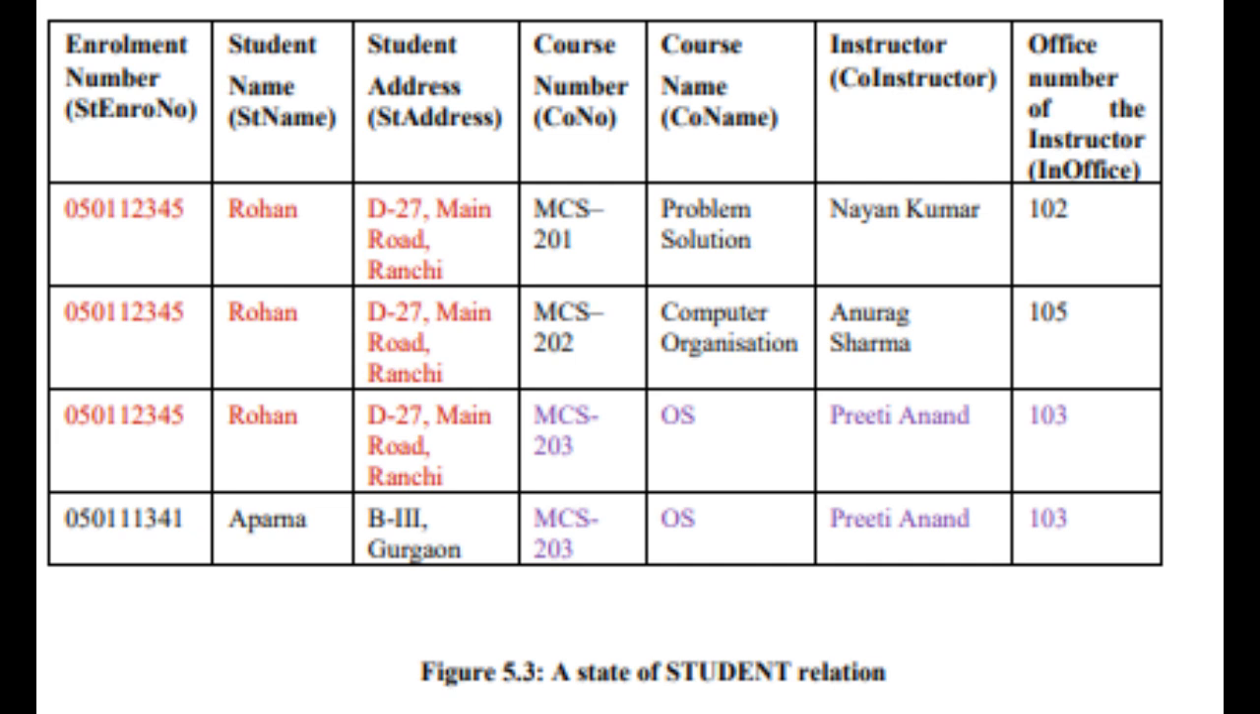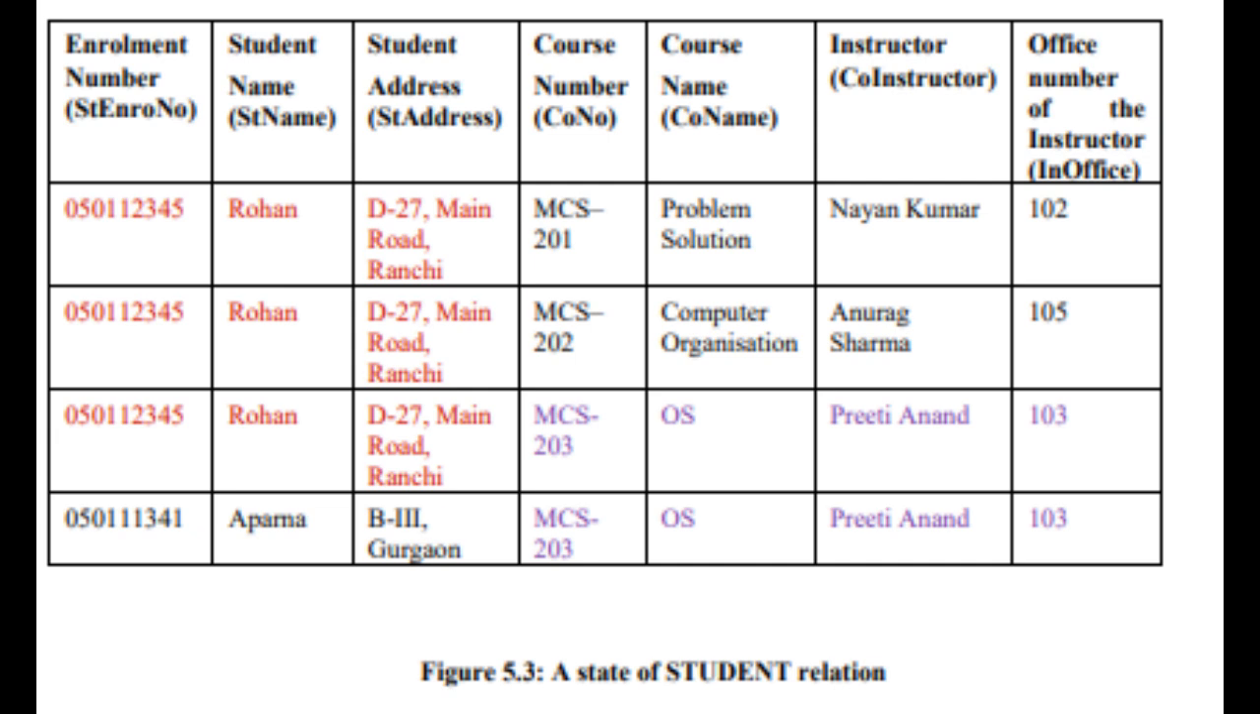Let us consider the following relation student. Figure 5.3: A state of student relation. Look at the screen. The above relation satisfies the properties of a relation and contains a single value in each cell. Conceptually, it is convenient to have all the information in one relation, as a single query to the database may produce complete information about a person.